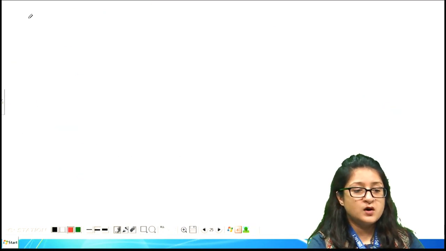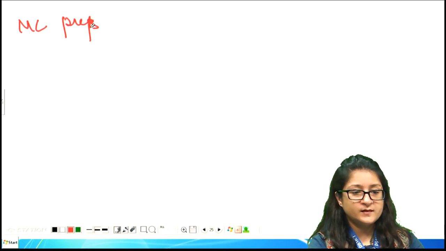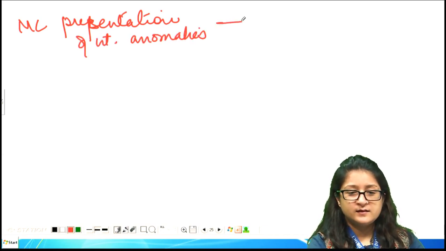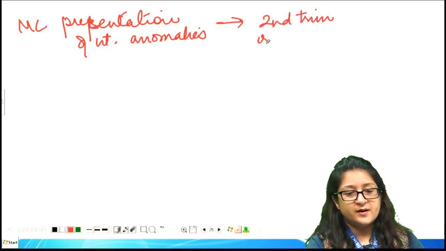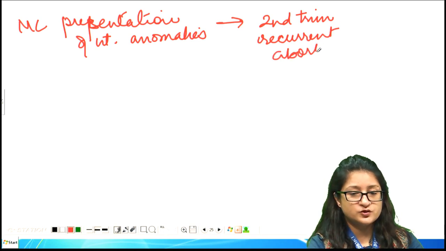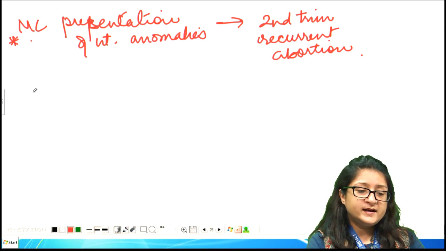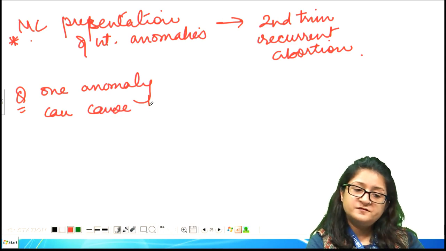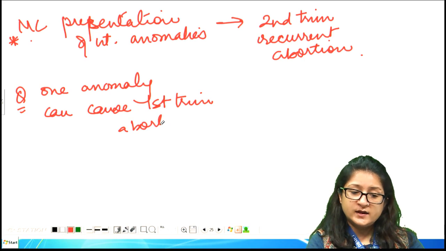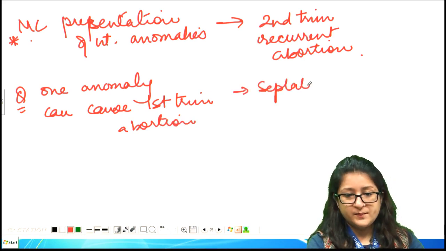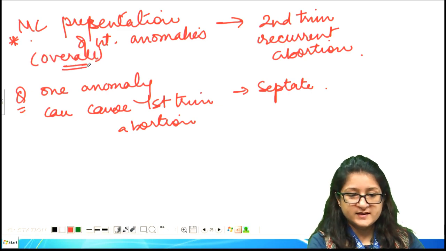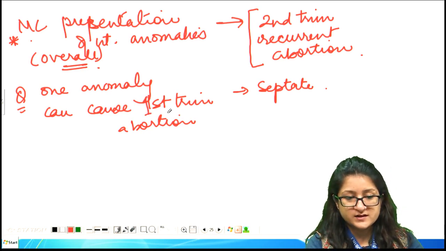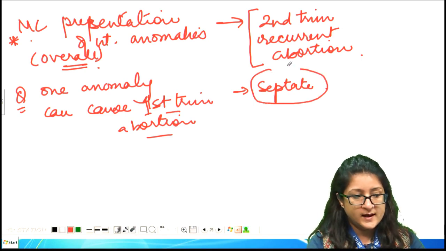Now these uterine anomalies cause the most common presentation. The most common presentation of these uterine anomalies is actually second trimester abortion. Second trimester recurrent abortion or habitual abortion. This is the most common presentation, okay? But if they ask you one anomaly which can cause first trimester abortion, then the answer to that question is septate uterus. Okay, so overall the most common presentation is second trimester recurrent abortions, but the one anomaly which is capable of causing first trimester abortion is a septate uterus.